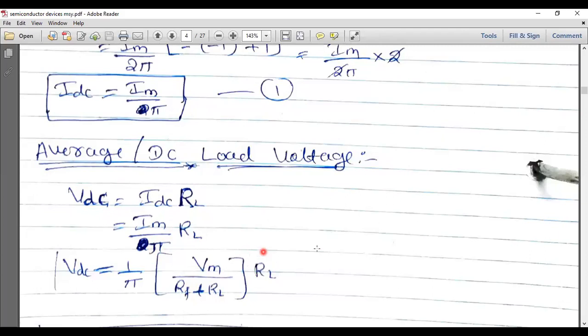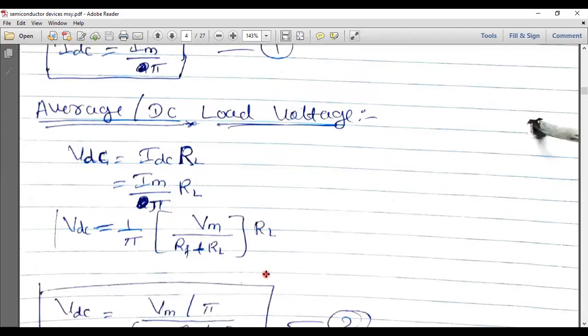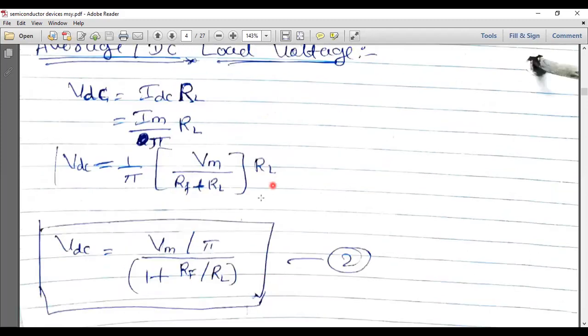Just now I told that previously V naught equal to that equation, right? Yes, sir. That equation we have considered here now. Im equal to Vm divided by Rf plus RL. This RL we have kept as it is here now. So this RL I will send into the denominator here now.